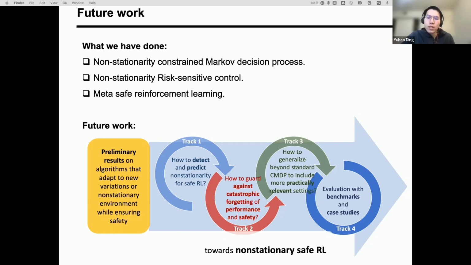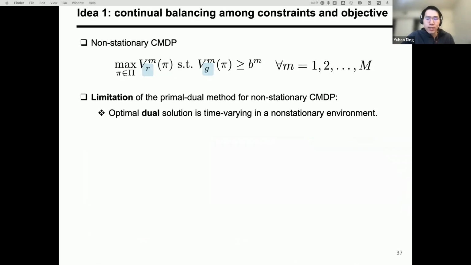We also want to generalize these results to a set of formulations beyond the metric of the accumulated reward, to include scenarios like imitation learning or pure exploration tasks, etc. And finally, we want to design a set of benchmark problems and case studies to evaluate the developed algorithms. I would also like to discuss some details of these future directions.